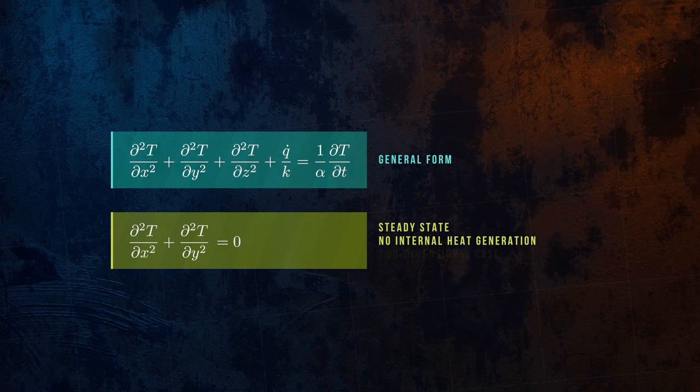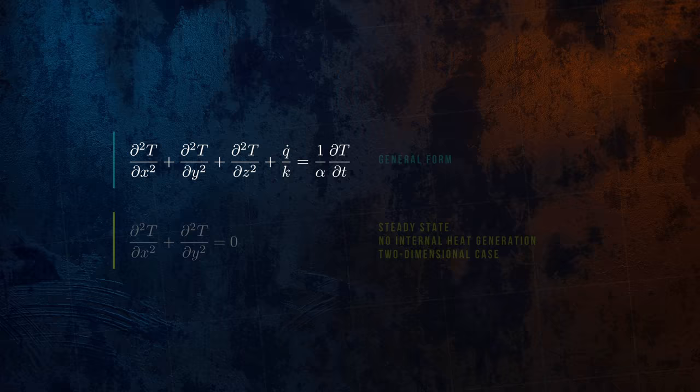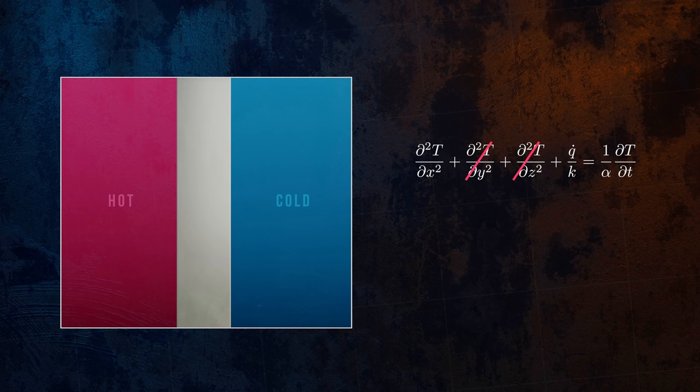To illustrate how we can solve problems using the heat equation, let's look at the example of conduction through a wall that we saw at the start of the video. It's a one-dimensional case with no internal heat generation, and we're only interested in the steady-state temperature distribution, so the heat equation ends up being quite simple. This is a second-order differential equation, and it can be solved by integrating twice, remembering to add the two constants of integration along the way.